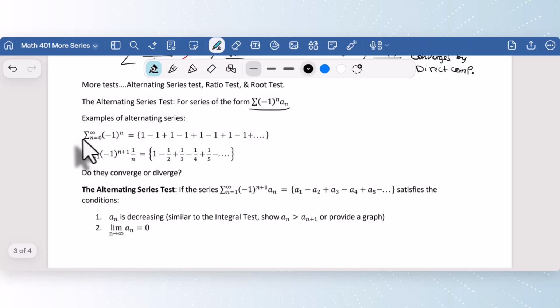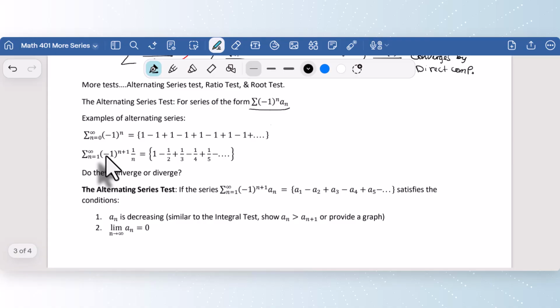So here are some examples. This one starts at 0. So when n is equal to 0, you have (-1)^0, which is +1. So you have 1, then -1, +1, -1. And so this is what makes it alternating. You're going from a positive to a minus, from positive to a minus, and so on.